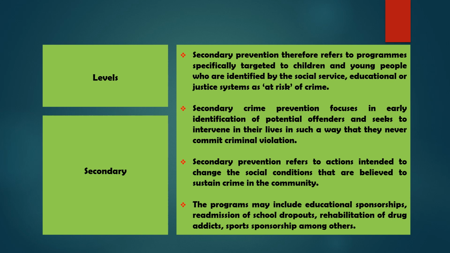Now, all those children that are mentioned, they are identified as at risk of crime, and therefore their issues and their concerns have to be addressed in a manner that prevents them from engaging in criminal activities. So when we talk of secondary prevention, we again refer to those actions that are intended to change the social conditions of such children so as to make them law abiding both now and in the future. Such programs, for example, might include educational sponsorships.